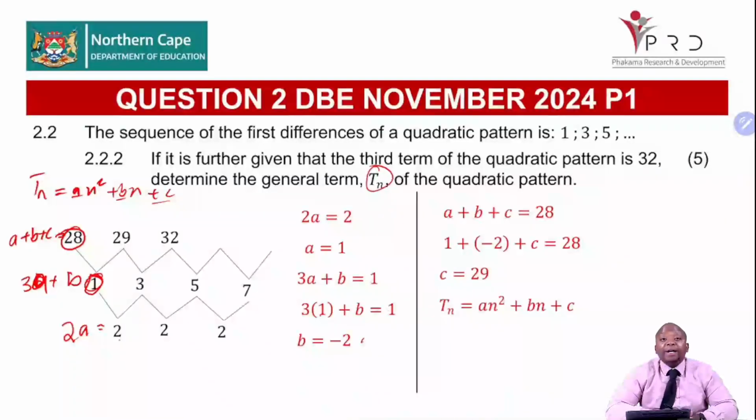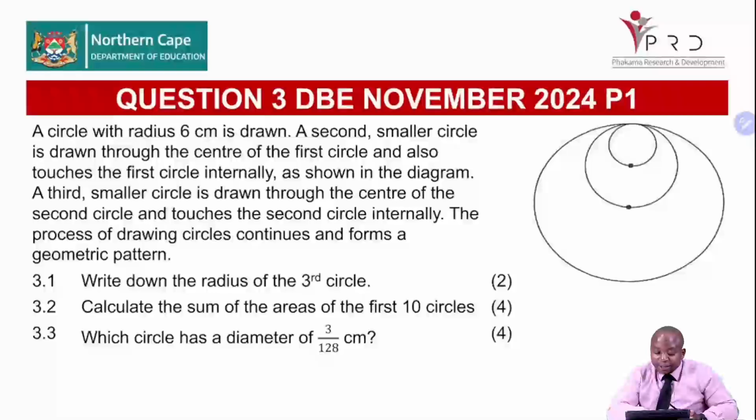So from my general term for quadratic, which is Tn equals an squared plus bn plus c, I substitute my a. My a is going to be 1, b equals negative 2, then c equals 29. That is my Tn right there.